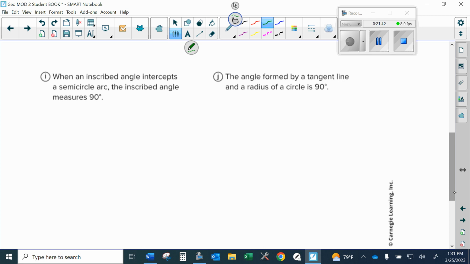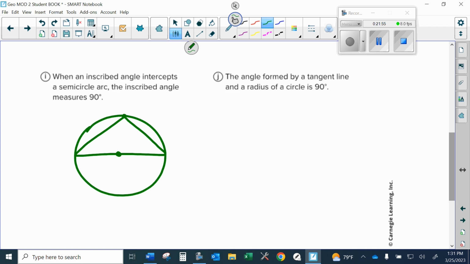When an inscribed angle intercepts a semicircle arc. Remember, a semicircle must go through the center of the circle. If an inscribed angle intercepts the semicircle, then that measure is 90 degrees, because we know the intercepted arc right here is 180. And since it's an inscribed angle, it's half of 180, which makes it 90. And you always identify that with a right angle symbol, perpendicular.